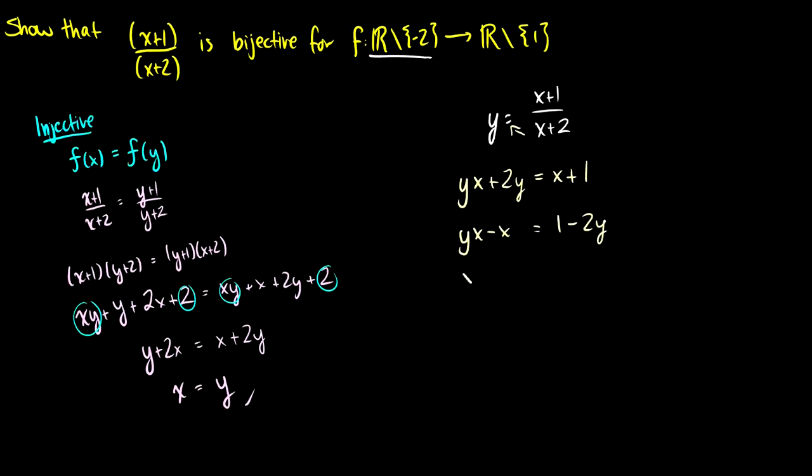We're going to factor out the x here. So we're going to have x times (y minus 1) is equal to 1 minus 2y. And we'll divide both sides by y minus 1. So x is equal to (1 minus 2y) over (y minus 1). We see y here cannot be equal to 1. That's fine, because we're looking in the codomain where it's all the real numbers except for 1.